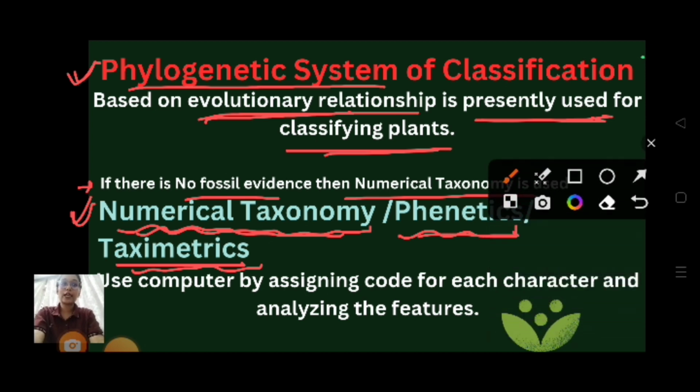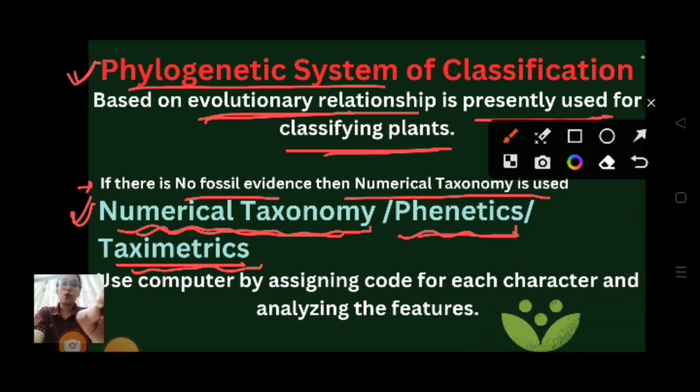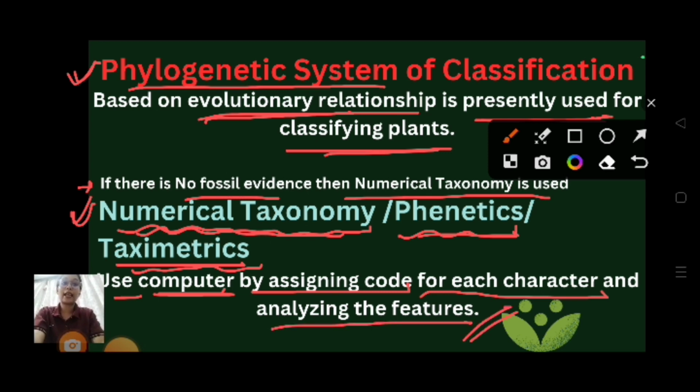In case of numerical taxonomy, a computer is used by assigning codes. They give codes to a particular species of plants. They use codes for each character, so for each character they give some particular code number. And then they analyze the features. Is it clear to you all what numerical taxonomy is?